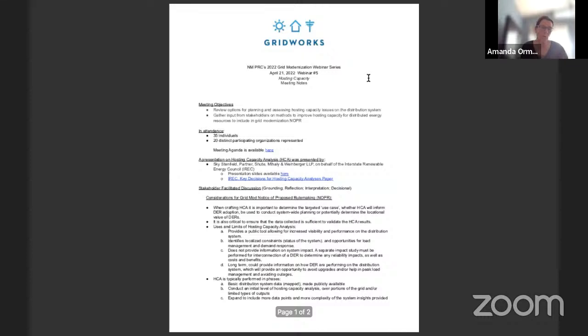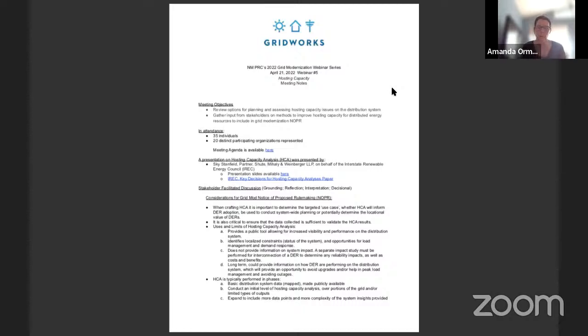So long term, we want to be able to know more about where things can be interconnected, and also be able to avoid upgrades where they're not necessary. One of the things that's important to understand about hosting capacity analysis is that after that's done, then you do interconnection studies. So HCA is not an interconnection study.